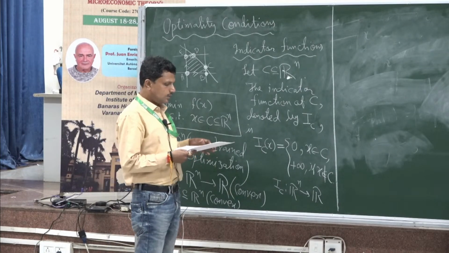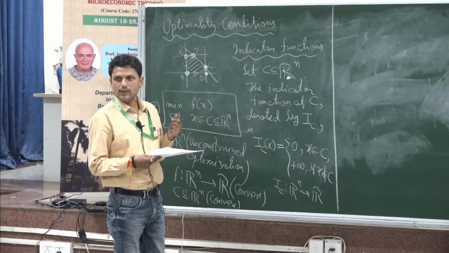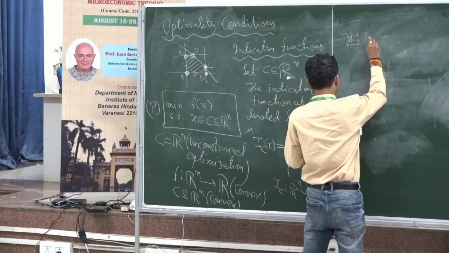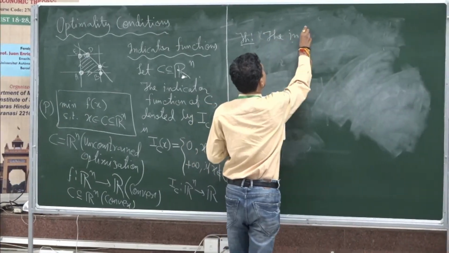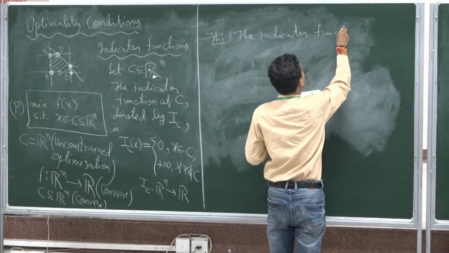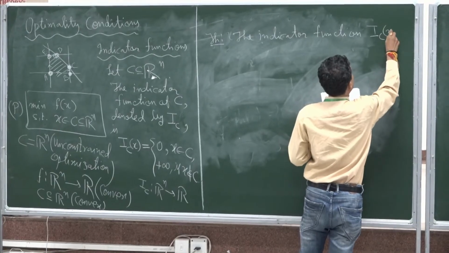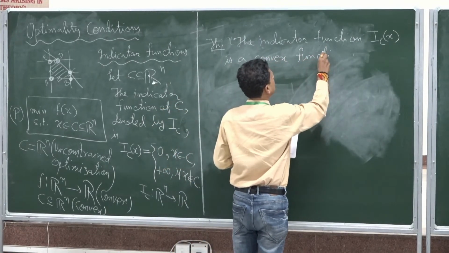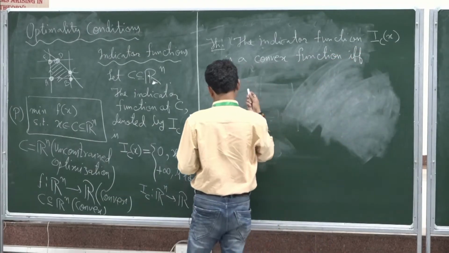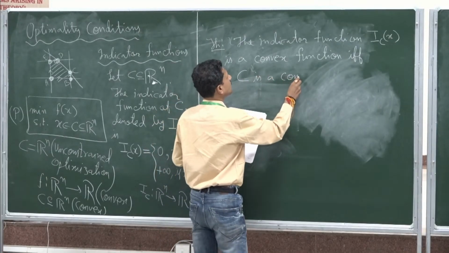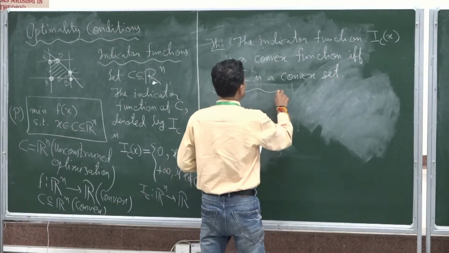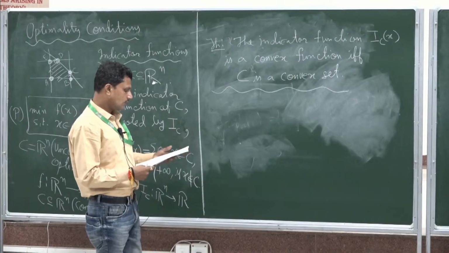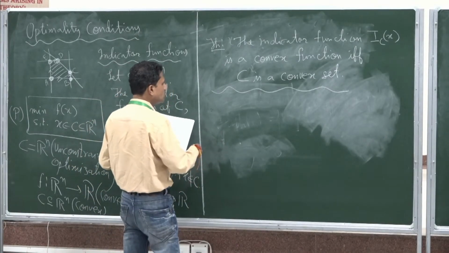Now the next thing is that we observe that this indicator function is a convex function when the set C is a convex set, right? So the indicator function I_C(x) is a convex function if and only if C is a convex set. So this may not always be the case, but if this set C is convex, then we have this indicator function as a convex function. So maybe we try to have a sketch of the proof.